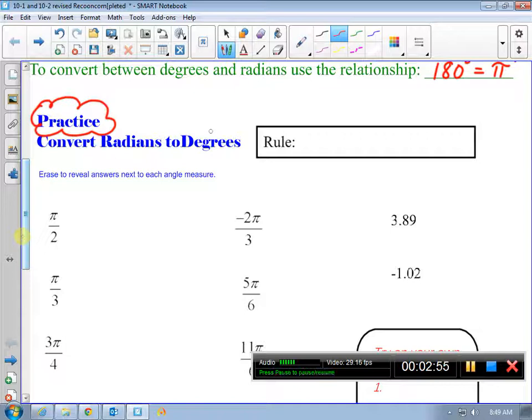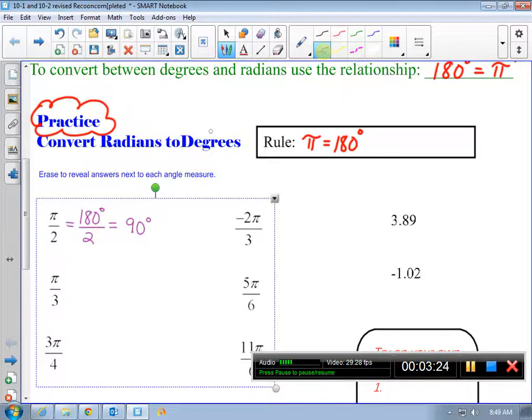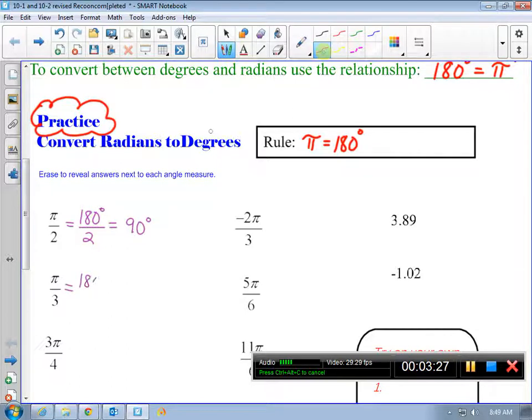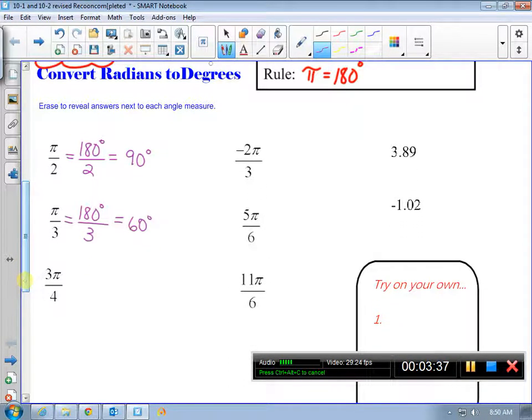In order to do this, we need a little rule, and there are 2 ways to do it. One, if you have pi in your radian measure, you could just substitute it with 180 degrees. So these first few, I can do that. Pi divided by 2 radians is the same as 180 degrees divided by 2, or 90 degrees. Pi divided by 3, substitute 180 degrees, and we get 60 degrees. So pi divided by 3 radians is 60 degrees.